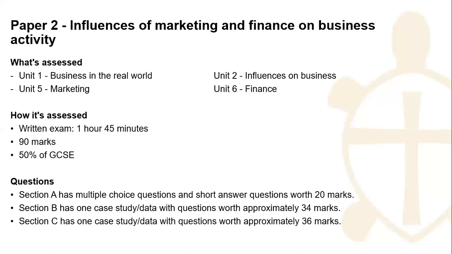It's 1 hour and 45 minutes long, worth 90 marks and 50% of your GCSE. Again, exactly the same, Section A, B, and C. Section A is worth 20 marks. Again, multiple choice questions and short answer questions. There will be no case study here, so make sure your answers are short and snappy. Section B and C, however, will have a case study, so please do reference any of your answers to the case study and try to get as much data from the case study in your answers.